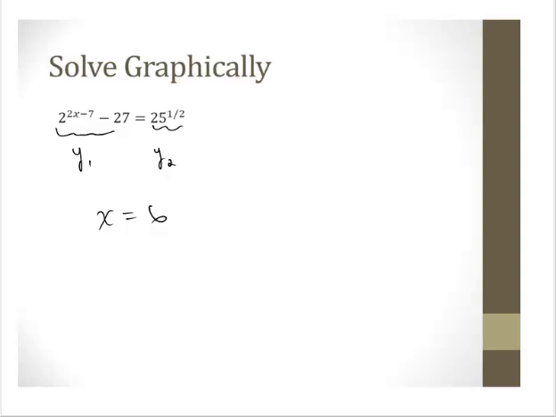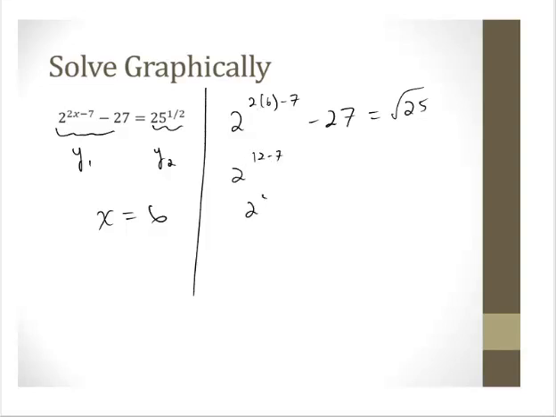And we can verify this. Let's see. 2 to the 2 times 6 minus 7 minus 27 equals 25 to the 1/2. That's the square root of 25. So that's 2 to the 12 minus 7. That's 2 to the 5th minus 27. 2 to the 5th is 2, 4, 8, 16, 32. 32 minus 27 does equal 5. So it works. x equals 6.